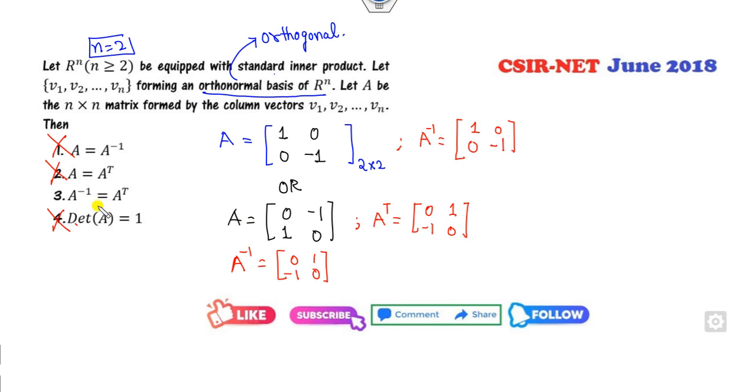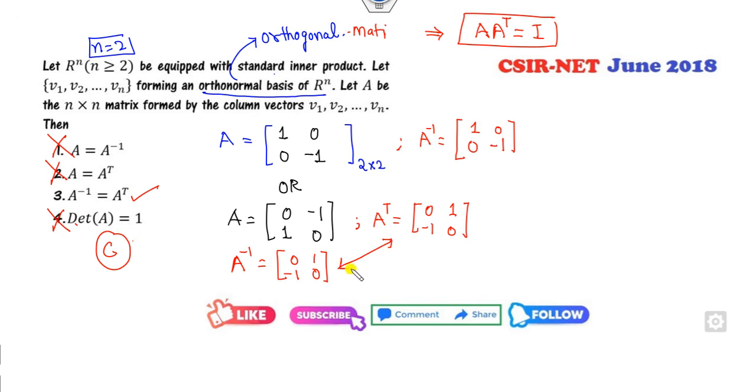The last option is the only one that is satisfied. Moreover, once we know this is an orthogonal matrix, what is the property of the orthogonal matrix? A into A transpose is identity, and you can see this A into A transpose is identity. And you can see A inverse and A transpose are satisfied. What is the A transpose? A transpose is 1 0 minus 1 0. Again you can see both are satisfied. So the right answer is C, the correct option.